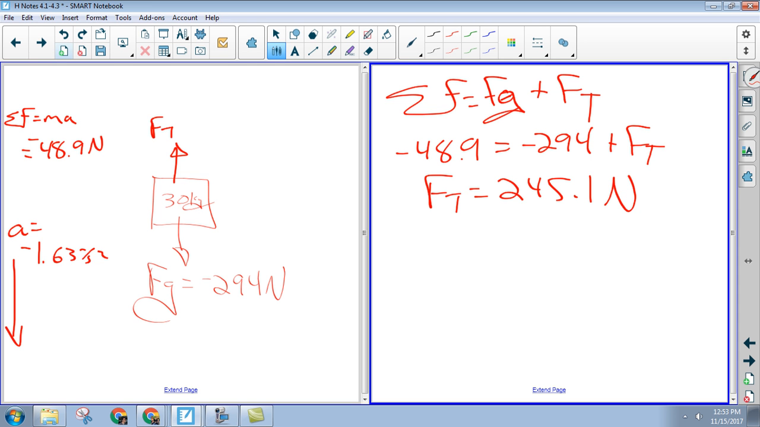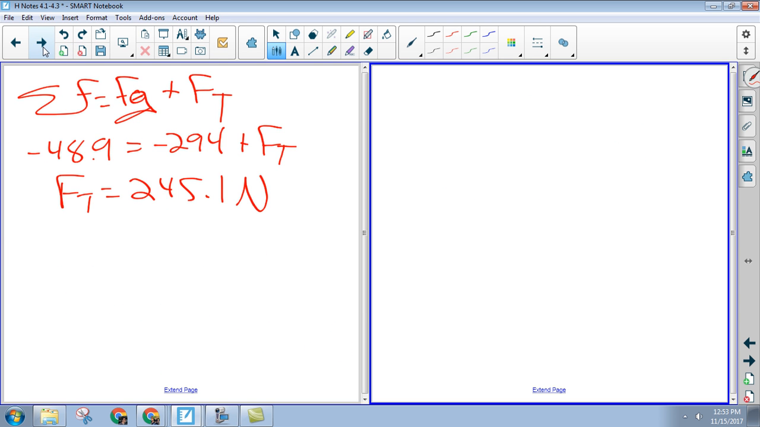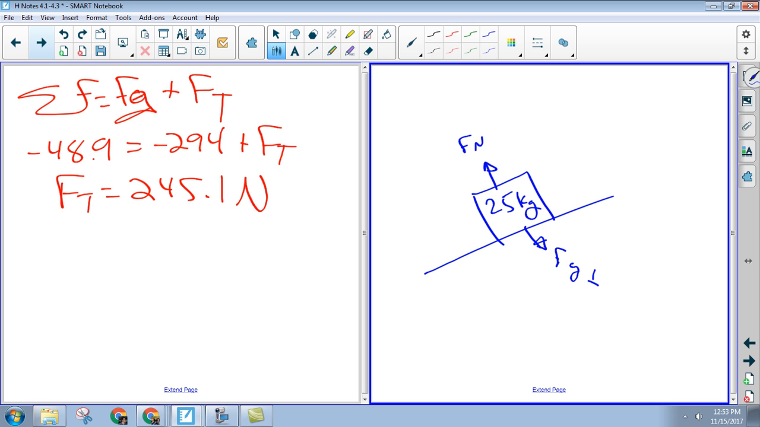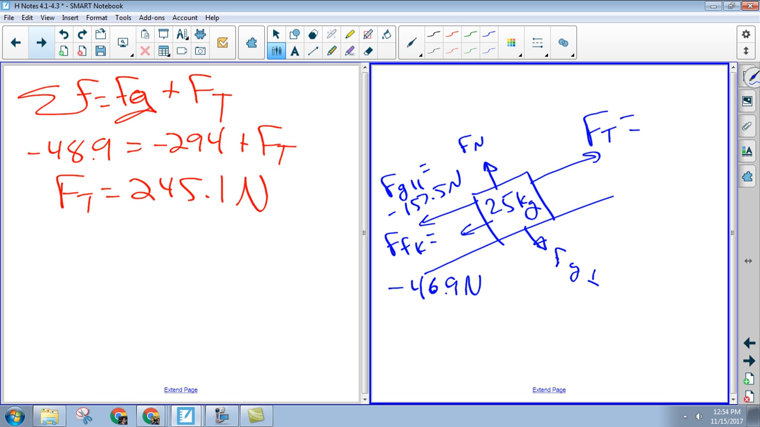All right, we are almost done. This last part will be quick. All right, so the last thing we're going to do is let's look at the thing on the ramp. So the thing on the ramp had a mass of 25 kilograms, right? So there's an FG perpendicular and a normal force that we don't care about because those cancel out, right? There's an FG parallel, which we found was negative 157.5. You good up to there, Caleb? Yeah. Everybody good up to there? Okay. We discovered there was force of friction kinetic, and that was negative 46.9 newtons, right? And there's tension. We just discovered our tension force, right?